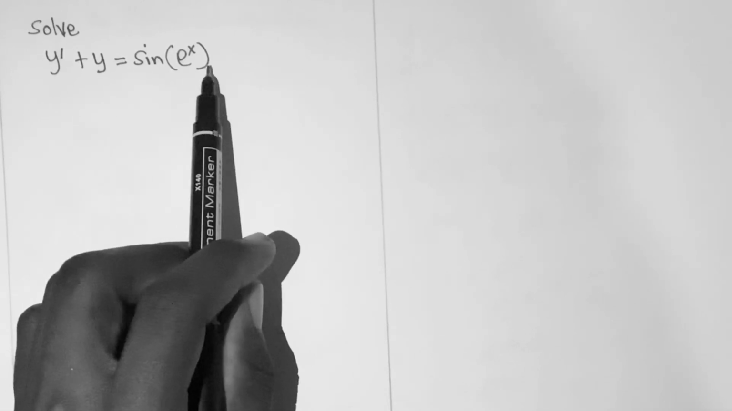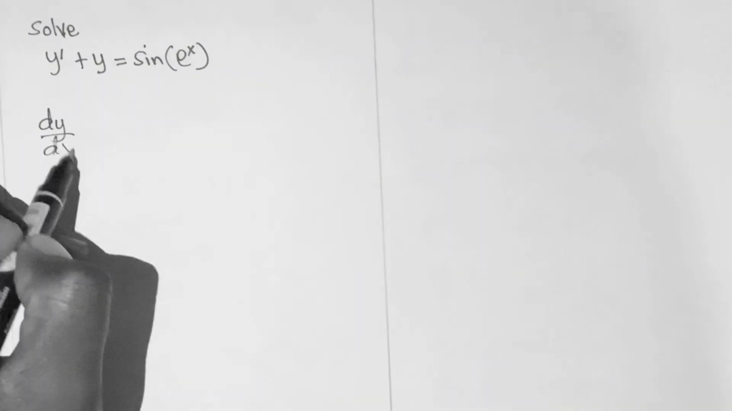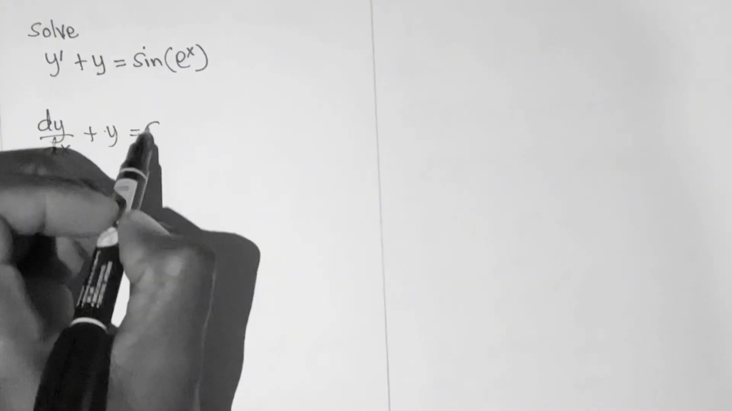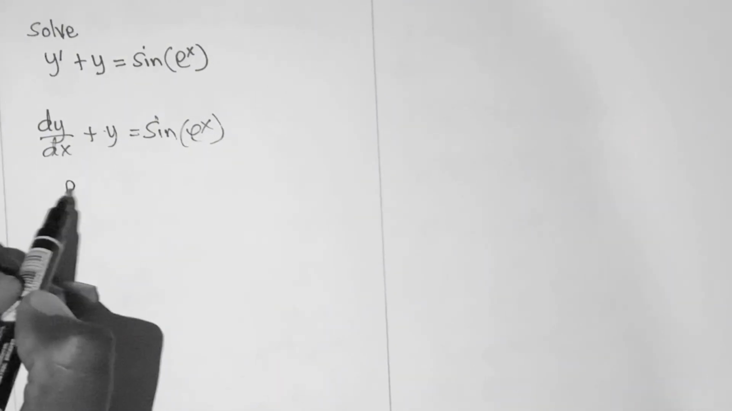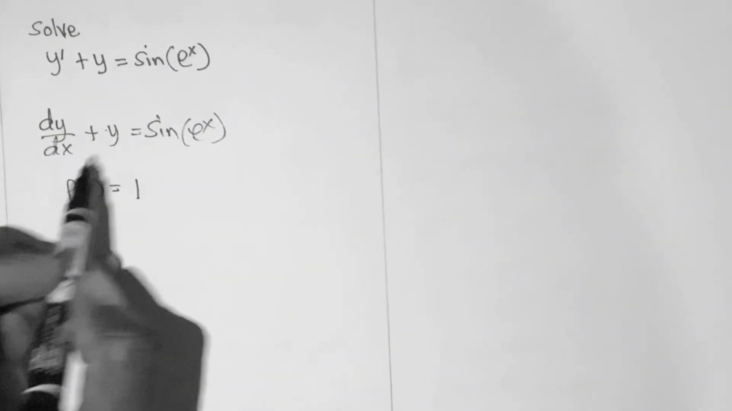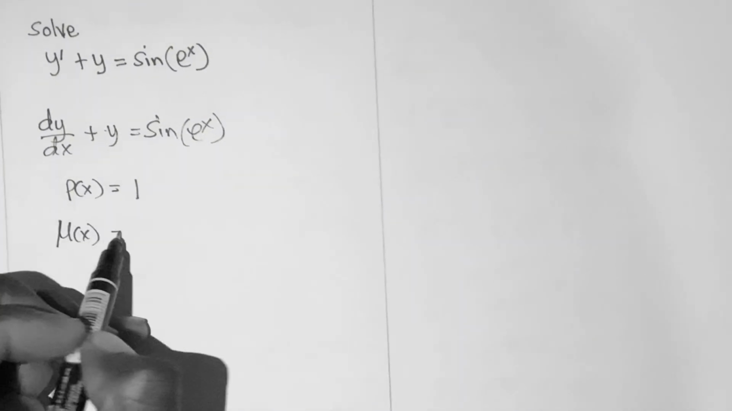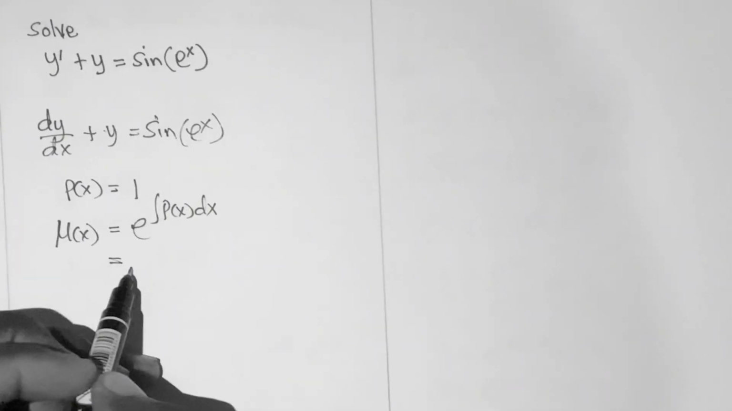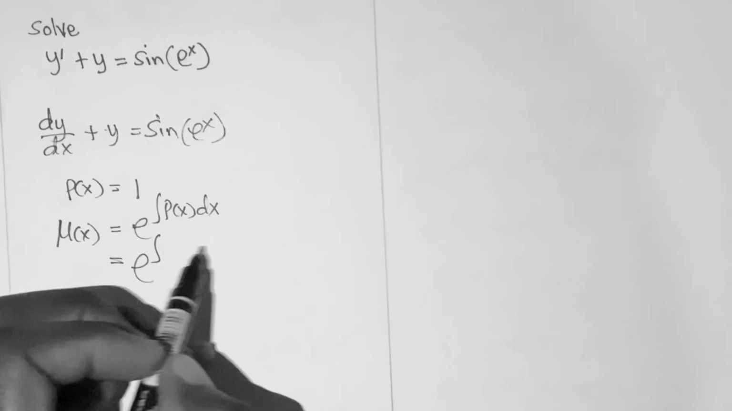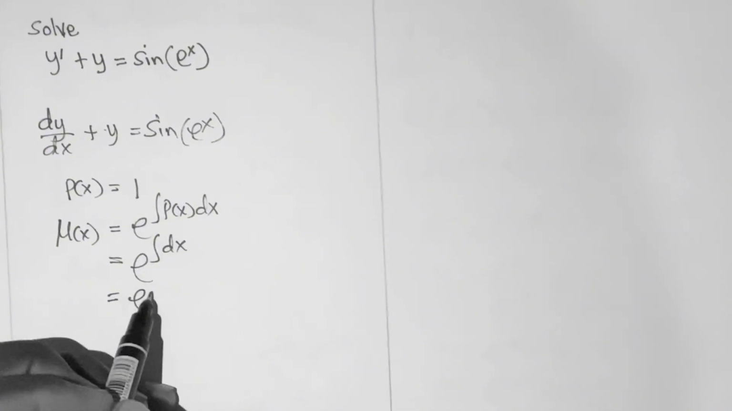Solve y prime plus y equals sine of e^x. So let's rewrite the equation. That becomes dy/dx plus y is equal to sine e^x. Now we know from here that p(x) is equal to 1, because p(x) is the coefficient of y. So let's find the integration factor. mu(x) is equal to exp of the integral of p(x) dx. So this is equal to exp of the integral of 1 dx, which is the same as x. Therefore, mu(x) is equal to e^x.